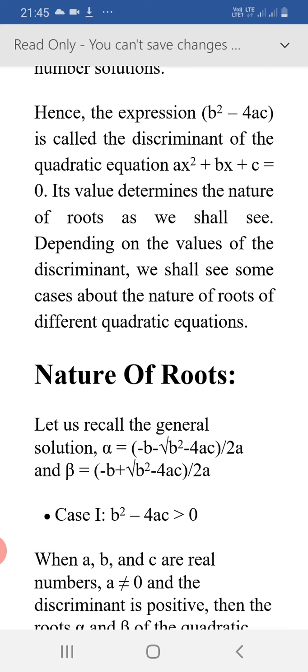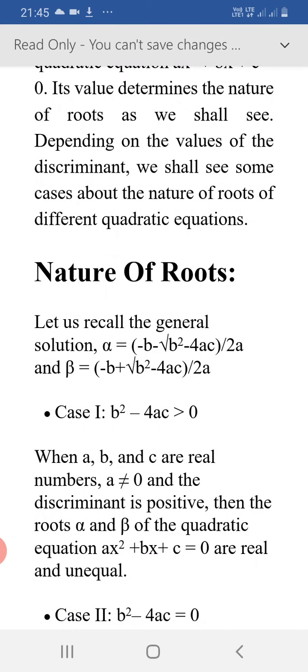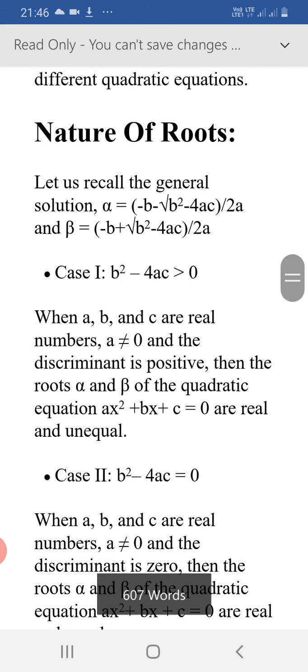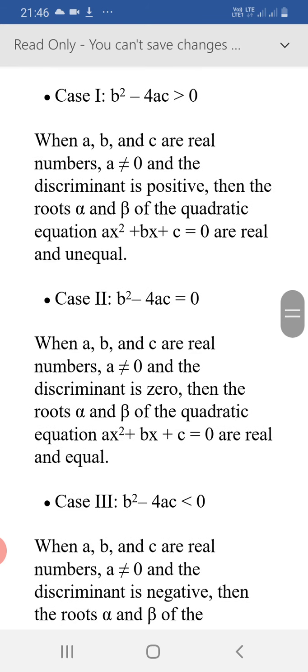Now case 1, b square minus 4ac is greater than 0. When a, b and c are real numbers and a is not equal to 0 and the discriminant is positive, then the roots alpha and beta of the quadratic equation ax square plus bx plus c is equal to 0 are real and unequal.